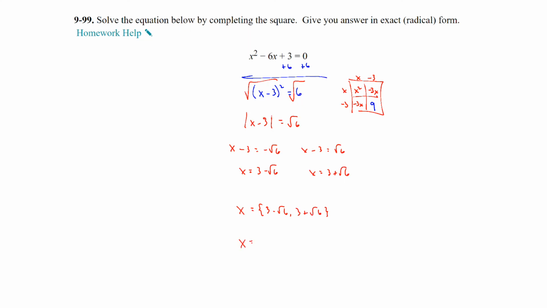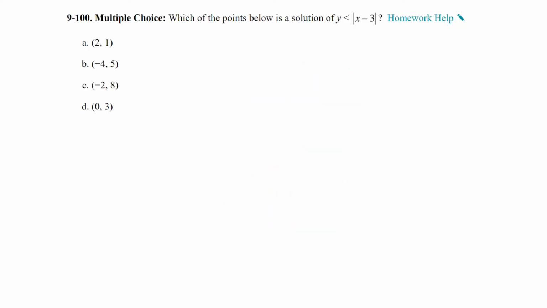I'm going to go ahead and write it in approximate form also, just to get some extra practice making sure we're plugging these in correctly. So x is approximately, plug in 3 minus the square root of 6 in your calculator, and we get approximately 0.55, and then plug in 3 plus the square root of 6, and you get approximately 5.45. But the question itself is asking for this version because it does say the exact or radical form.